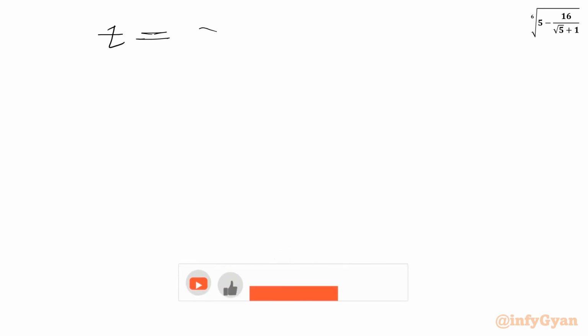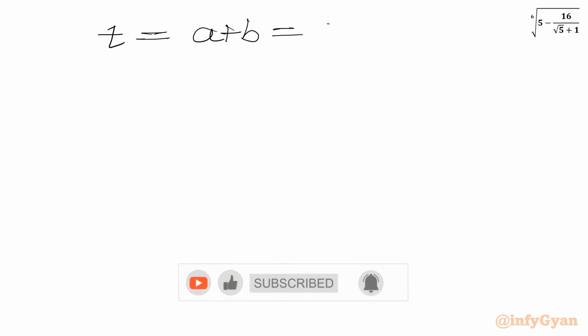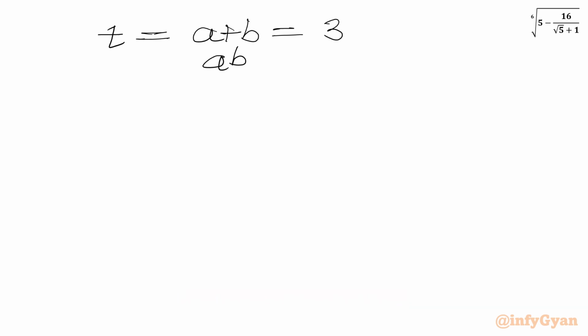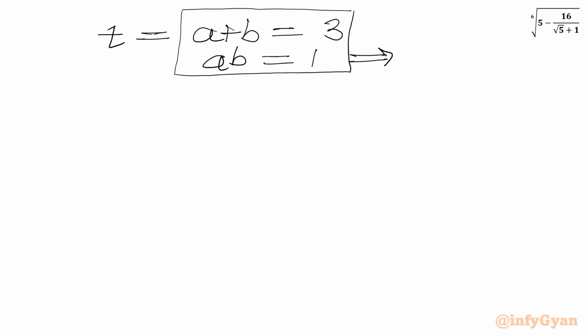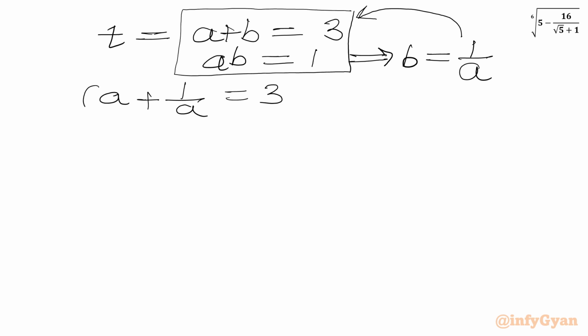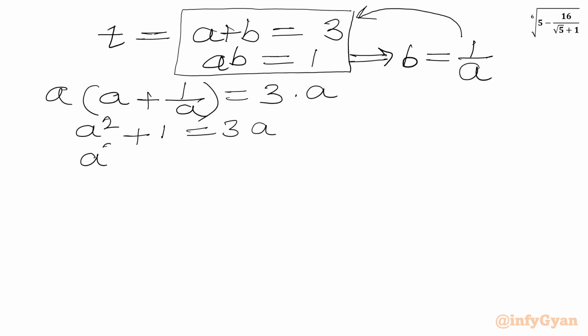So I will write here t equal to a plus b, which was our substitution, equal to 3. And now I will write our second equation, ab equal to 1. Now this is one system which we have to solve for the value of a. So from the second equation, I can write the value of b as 1 over a, and this value I will apply in the first equation. So I can write a plus 1 over a equal to 3. Multiply both sides with a. So I can write a square plus 1 equal to 3a, or a square minus 3a plus 1 equal to 0. The equation is quadratic, we can use the quadratic formula.